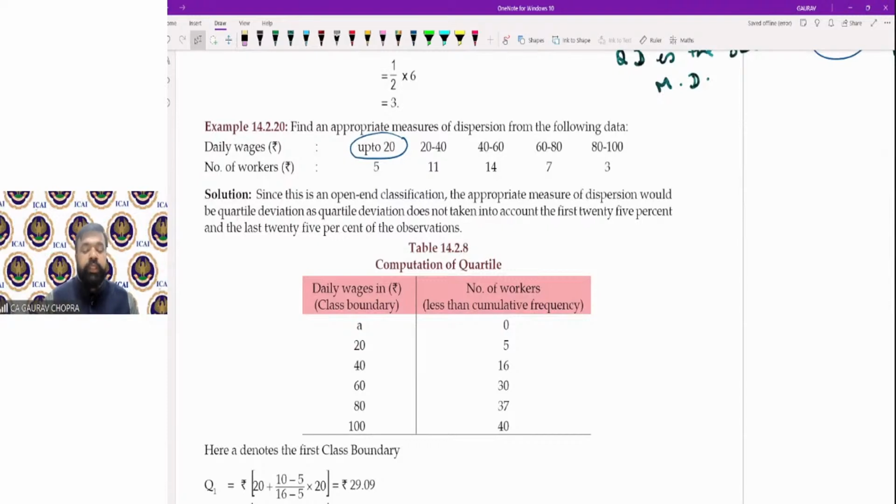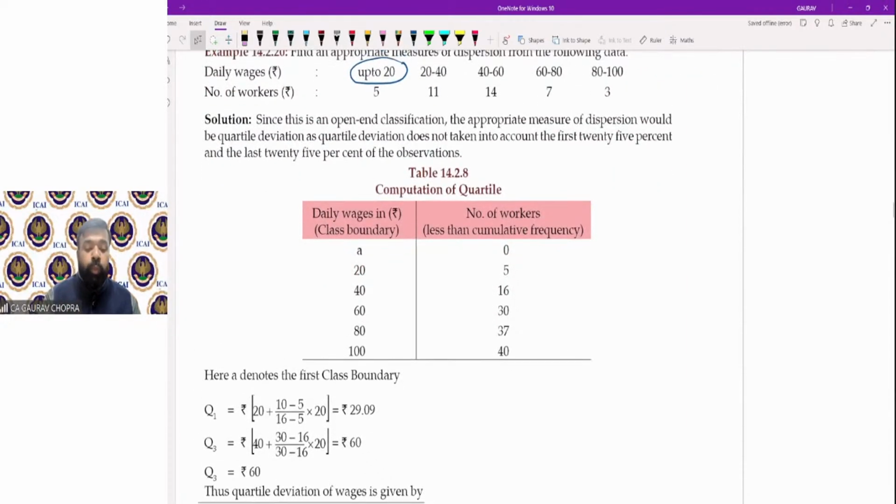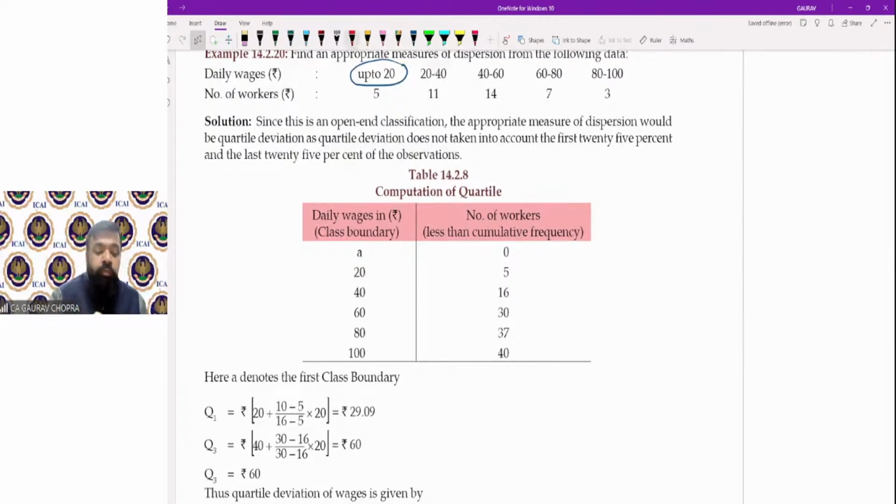Then other class intervals are given. Now you have to find out quartile deviation. So quartile deviation के लिए series is already arranged. Then you have to find out the cumulative frequency. So your frequency was 5, 5, 11, 14, 7, and then this was the frequency. So one by one we have added and cumulated the frequency. 5, then 5 plus 11, 16, plus 14, 30, plus 7, 37, and plus 3 it is 40.